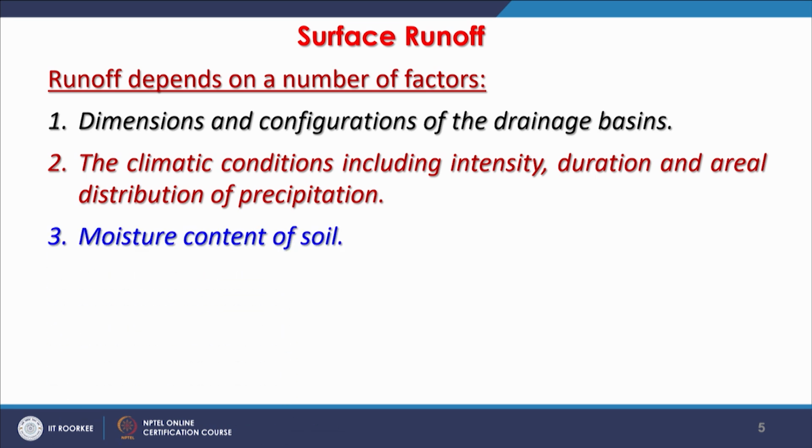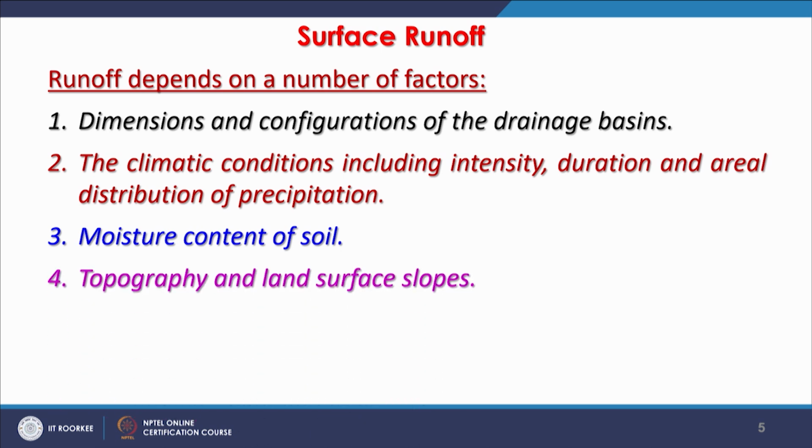The third point which influences the runoff depends on the moisture content of soil. If soils are already moist, having high moisture content, and then precipitation comes again, then runoff would be more. But initially, just before the monsoon, the soils are normally dry, and if rain occurs, then there will be less surface runoff.